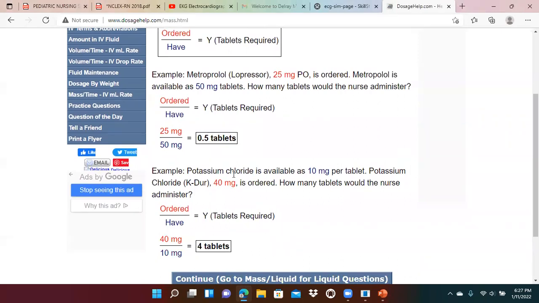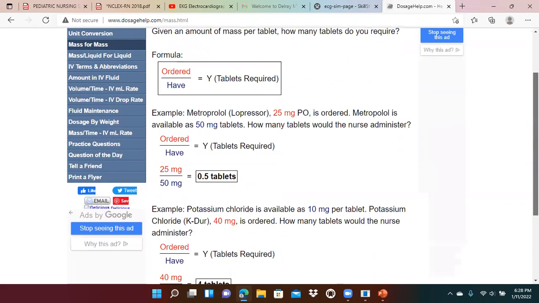Another example here. Potassium chloride is available as 10 milligram per tablet. Potassium chloride, it is called K-Dur. 40 milligram is ordered. So the doctor prescribed 40 milligram, and the medication pharmacy provides, or medication in hand, is 10 milligram per tablet. How many tablets? Number of tablets equals doctor's order divided by medication available, 10 milligram. 40 divided by 10, 4 tablets.